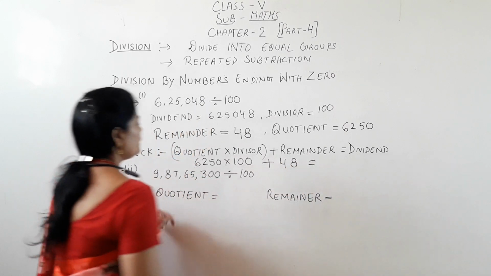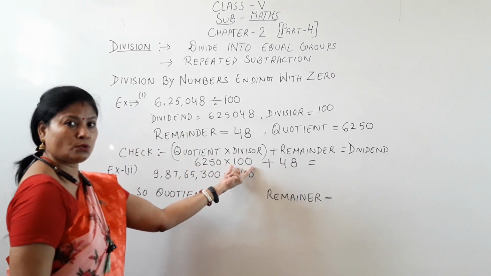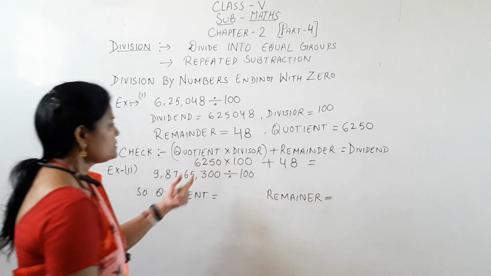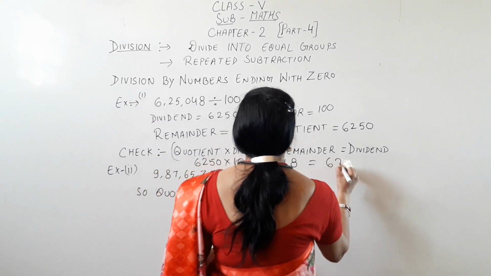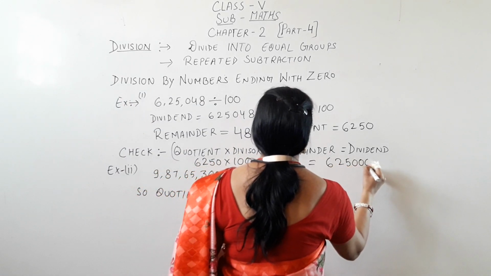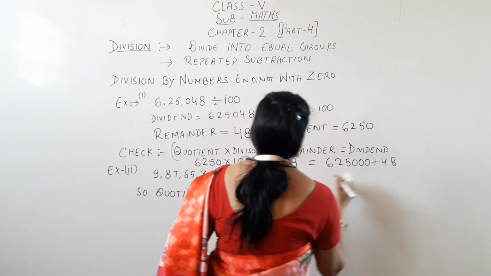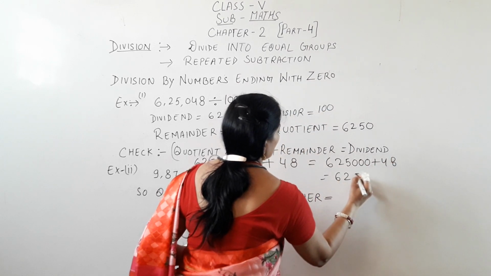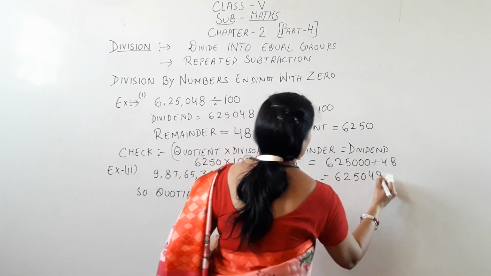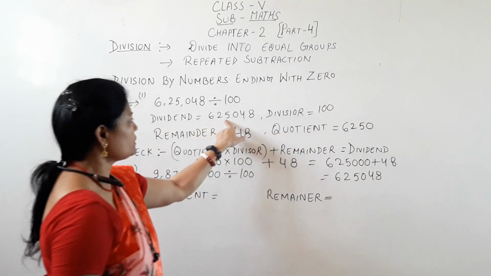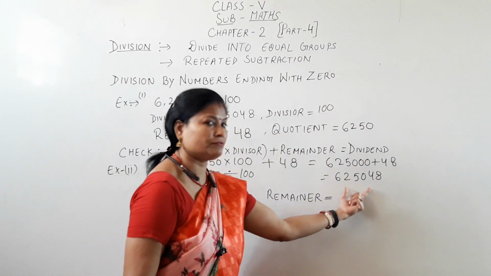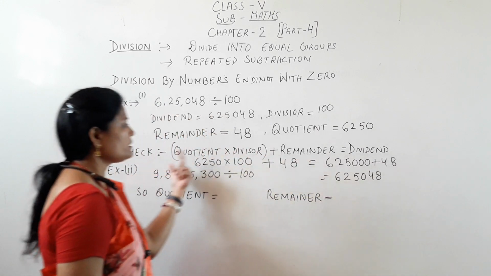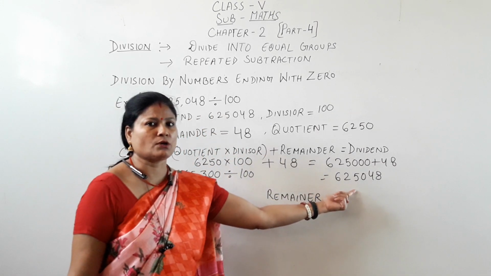See children, if I multiply this number by 100, I will get 625,000, plus 48. So my answer is 625,048. See children, this is already my dividend, and I get it after checking also. So in this manner we can check whether our division is correct or wrong.